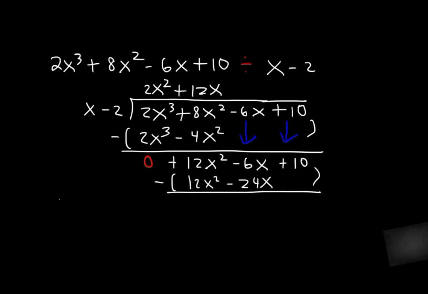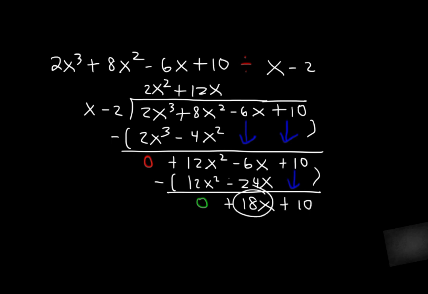Now let's subtract. So we have 12x squared minus 12x squared, which is equal to 0. And negative 6x minus negative 24x, which is the same as negative 6x plus 24x. That's positive 18x. And now let's bring down the 10. So we have 18x plus 10.